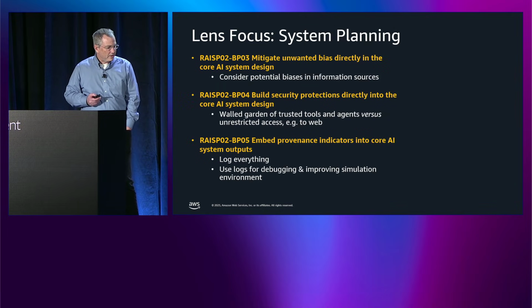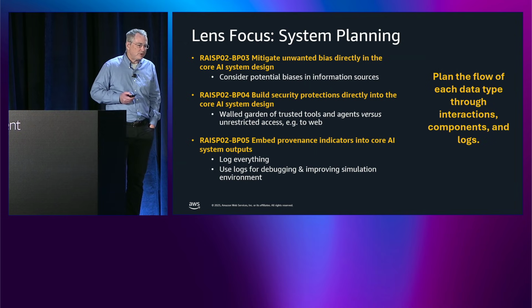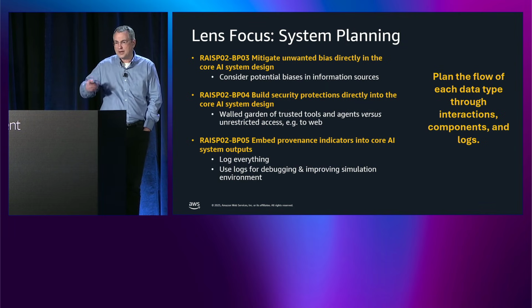And then on the system planning one, I think the major message here is that you want to think through the flow of every single type of data through your system. Like the flow through interactions with different agents, different humans, the flow through components, and the flow through logs. And this is part of best engineering practices in many situations, so it shouldn't be that much of a surprise or a challenge, but it is very important in this case where privacy is such a central issue.